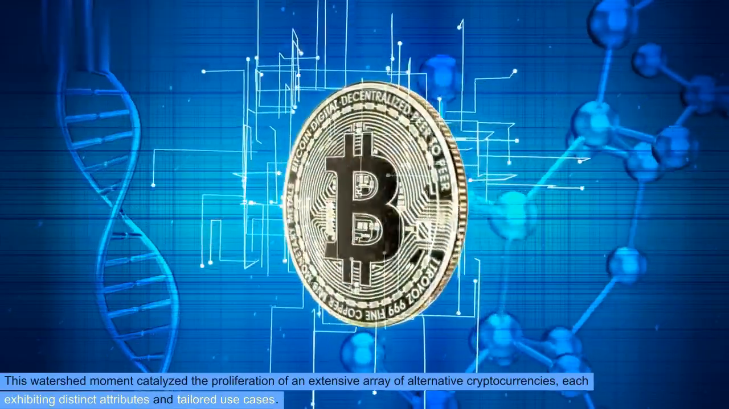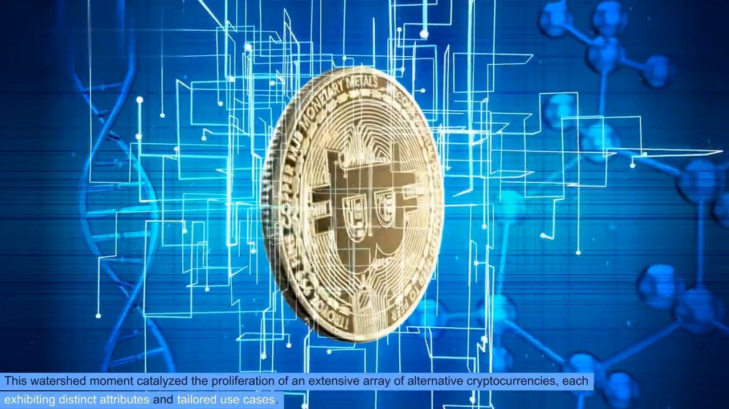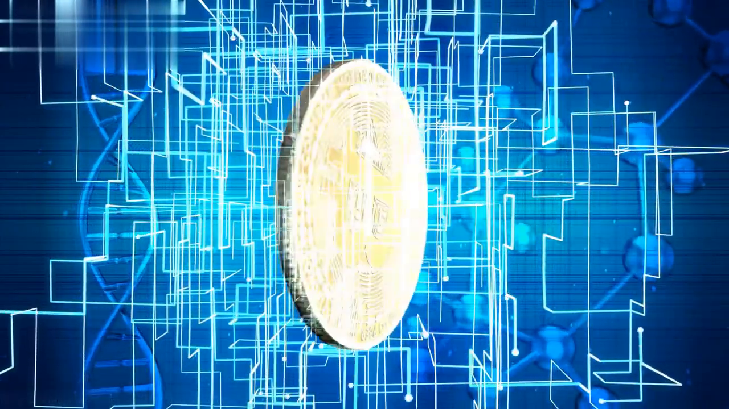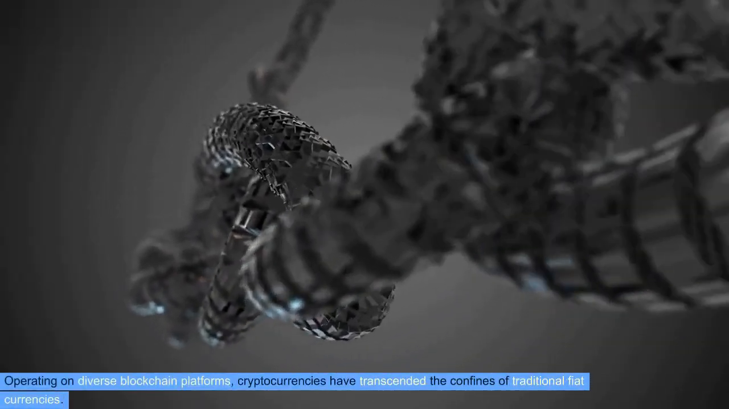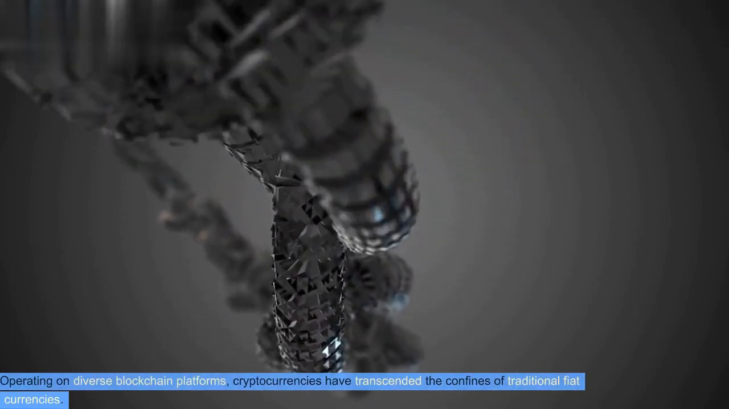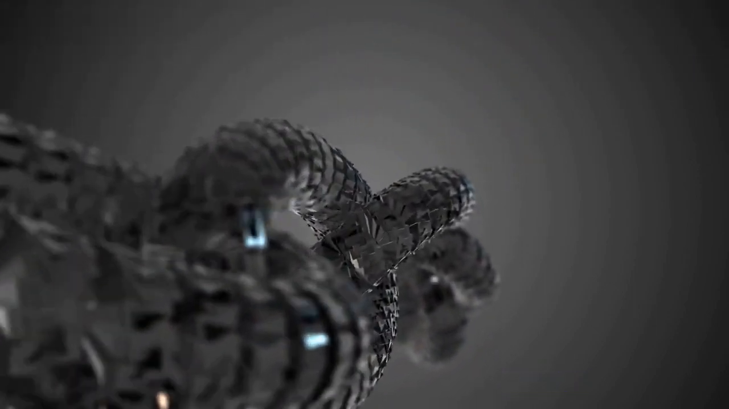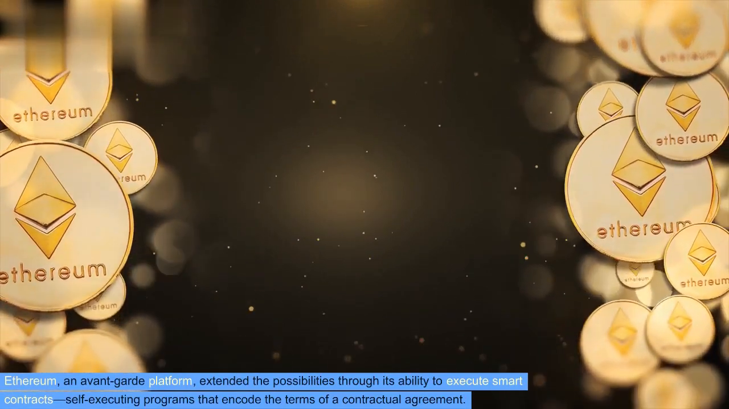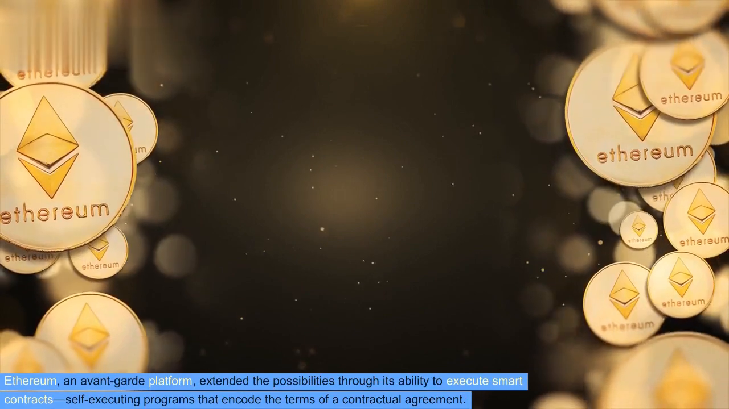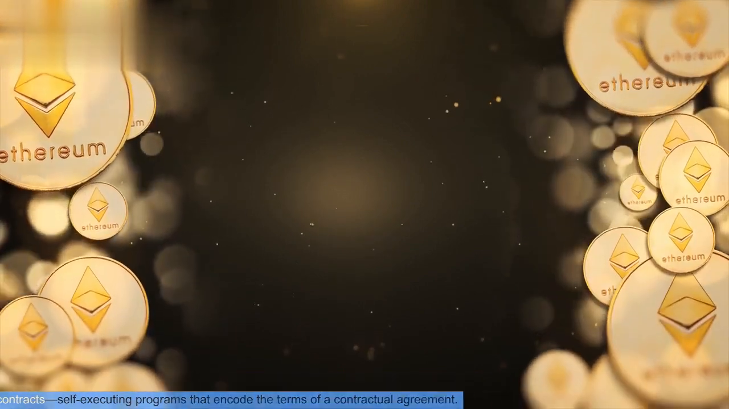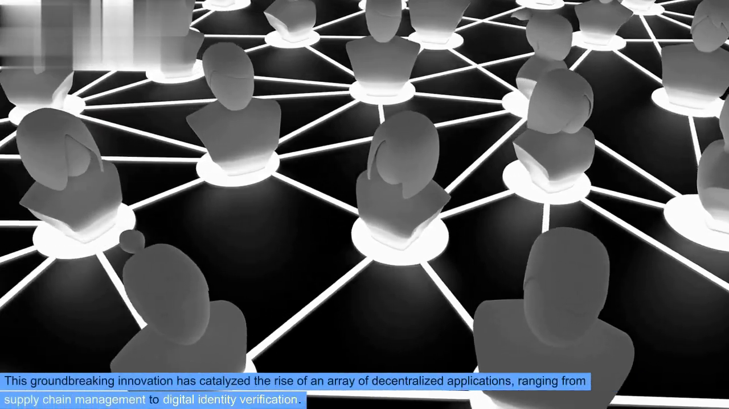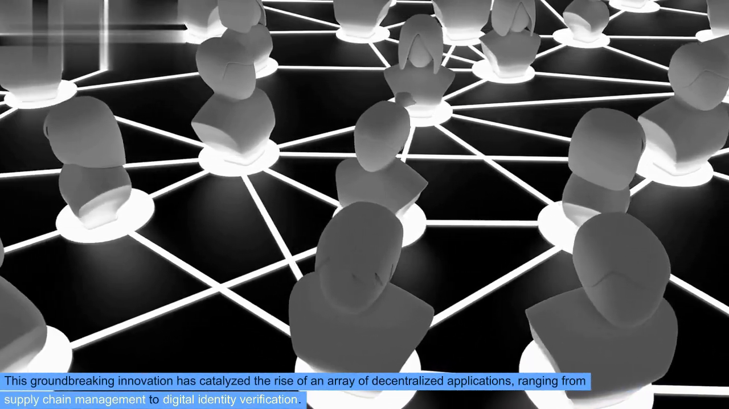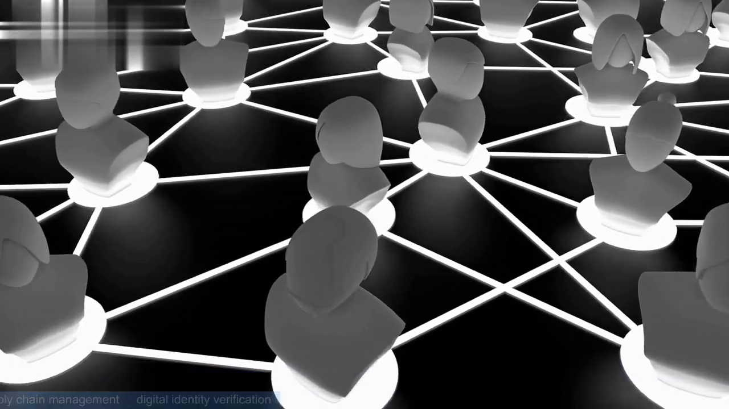This watershed moment catalyzed the proliferation of an extensive array of alternative cryptocurrencies, each exhibiting distinct attributes and tailored use cases. Operating on diverse blockchain platforms, cryptocurrencies have transcended the confines of traditional fiat currencies. Ethereum, an avant-garde platform, extended the possibilities through its ability to execute smart contracts, self-executing programs that encode the terms of a contractual agreement. This groundbreaking innovation has catalyzed the rise of an array of decentralized applications, ranging from supply chain management to digital identity verification.